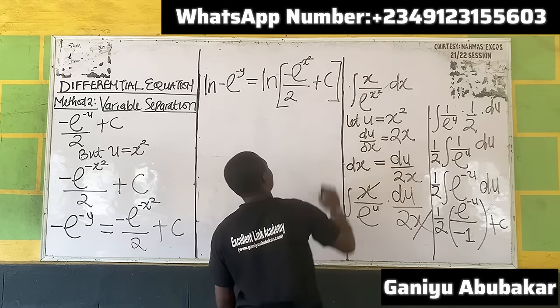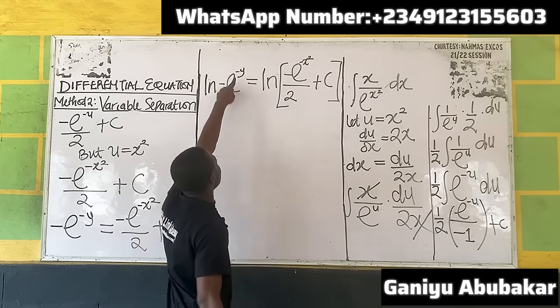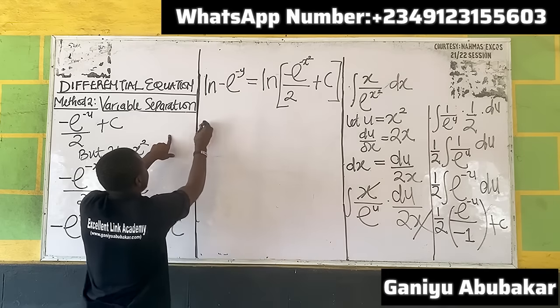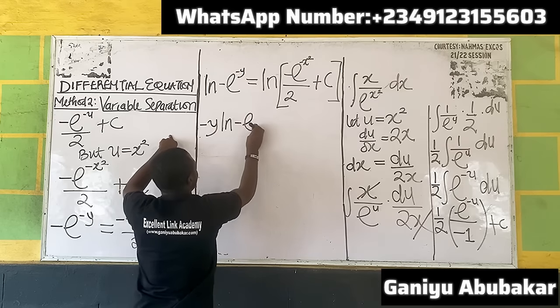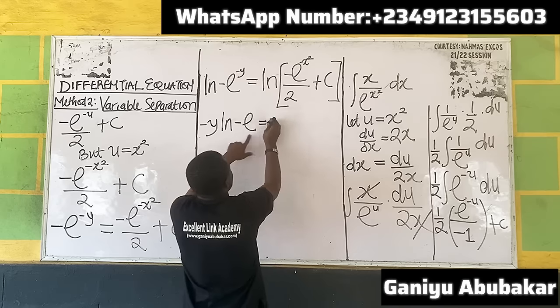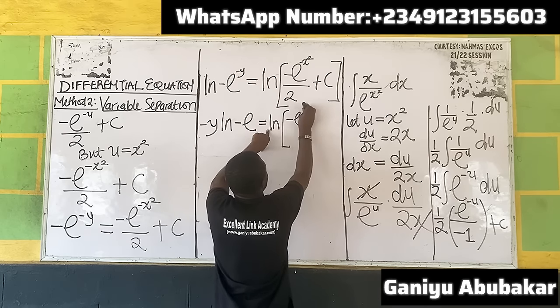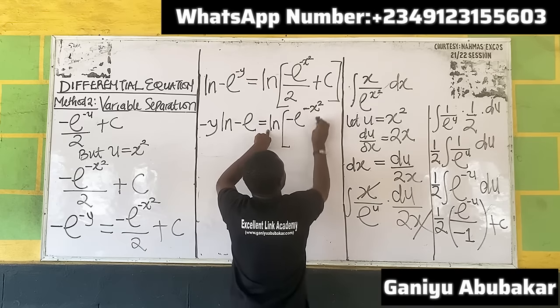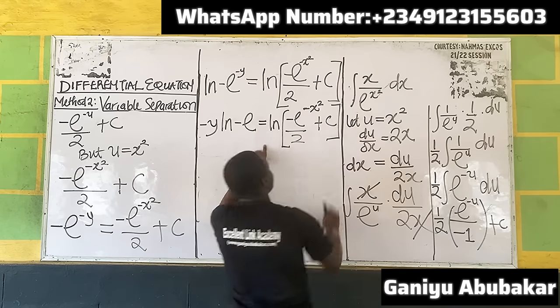All right, I have this one here. I'll bring this minus y to the front. That gives you minus y ln negative exponential, it is expressible this way, is equal to ln of negative exponential negative x squared plus c, over 2.